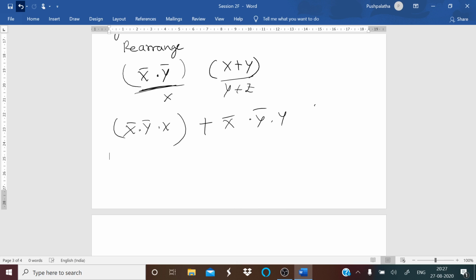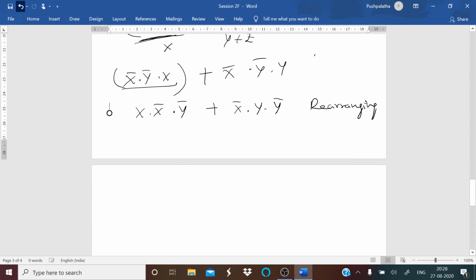Now just rearranging, x into x bar into y bar. We are just rearranging the terms. Plus again x bar into y bar into y. Now you already know from the complementary law that x into x bar is equal to 0. Similarly, y into y bar will be 0. So 0 into y plus x bar into 0.